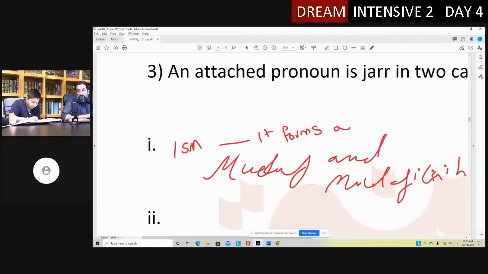In other words, that ism becomes the mudaf, and the pronoun becomes the mudaf ilayh. So whenever an ism and a pronoun are together, it's an immediate giveaway: mudaf and mudaf ilayh. Rabbukum, dinukum, Rabbi, Rabbuna, like in all those du'a, Rabbana atina fid dunya hasana. Rabbana: Rabb is the mudaf and na is the mudaf ilayh.